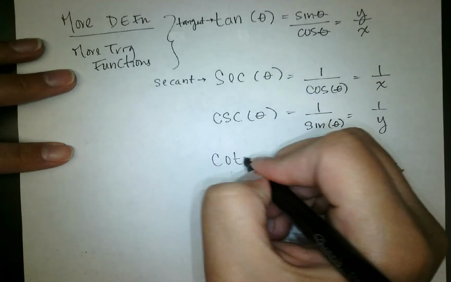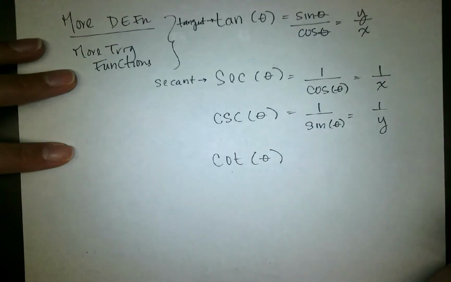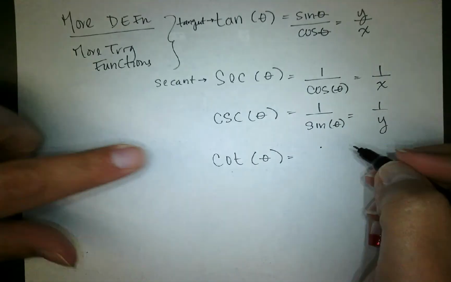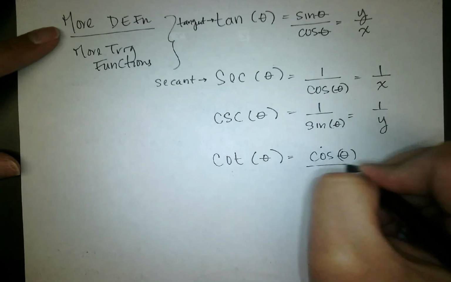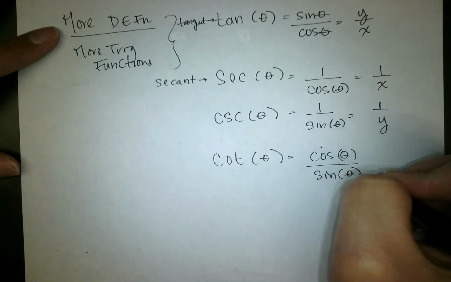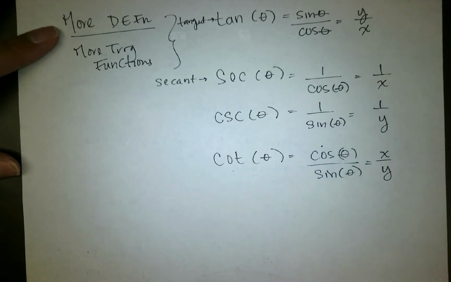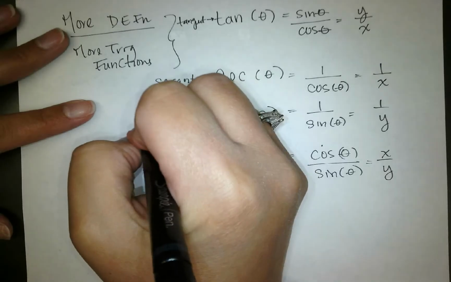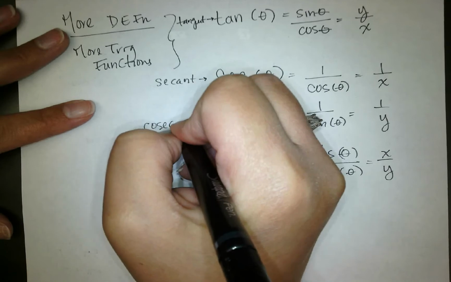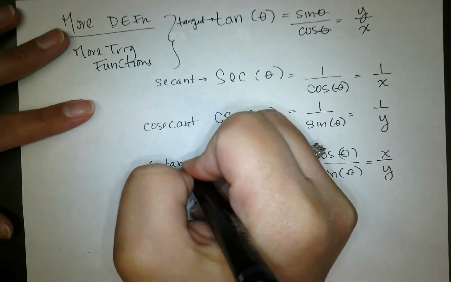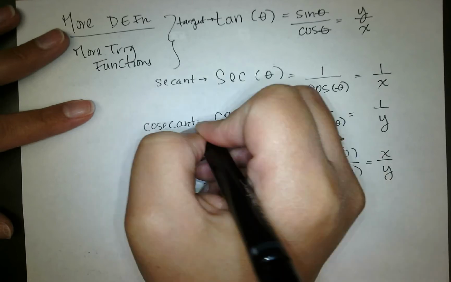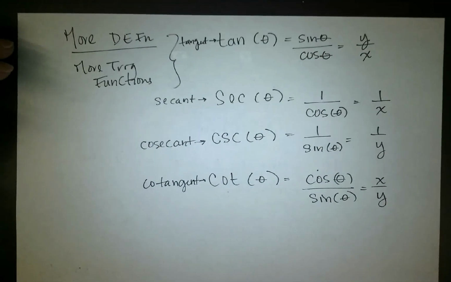And last but not least, cotangent of theta. That is the flip of tangent. Okay, so it's cosine of theta over sine of theta. So that's the x value over the y value. Okay. Let me write this out. Cosecant, cotangent. Okay. So those are your other trig functions.